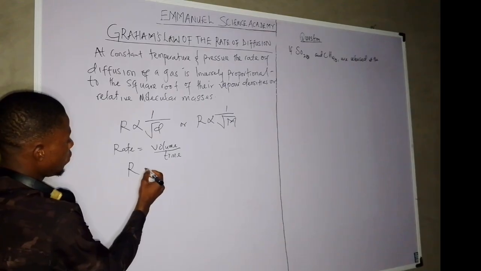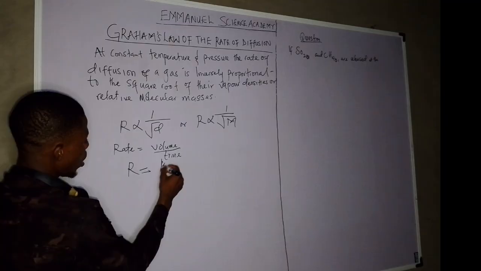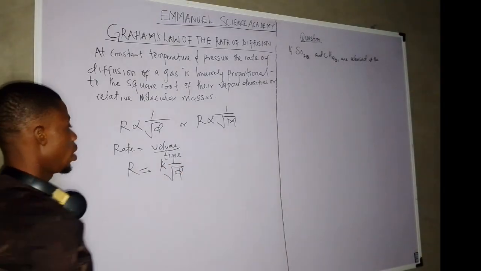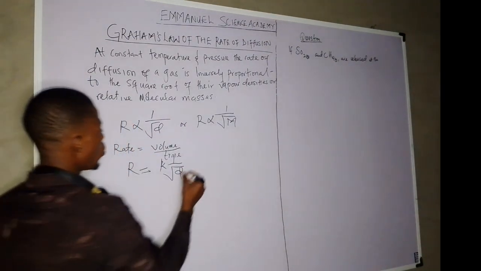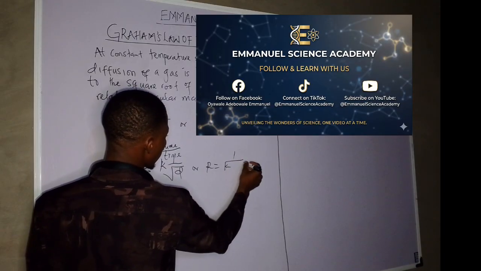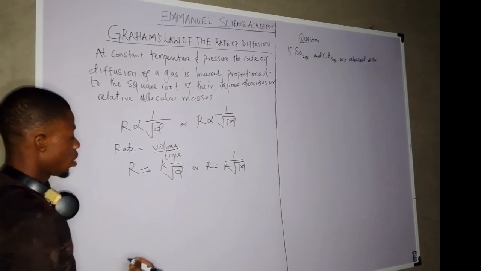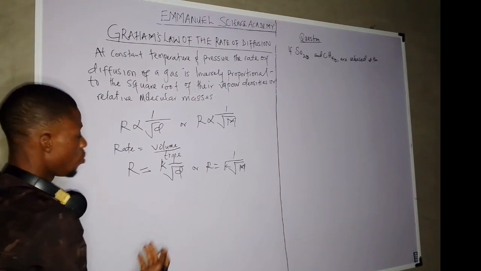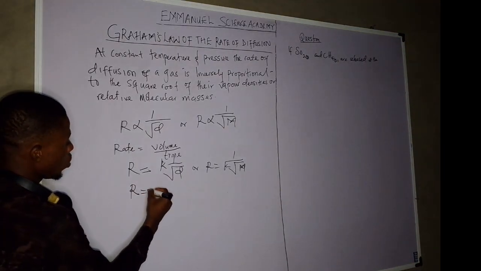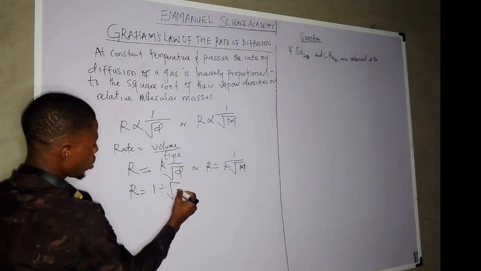Rate is inversely proportional, that is, equal to K over the square root of their vapor densities, or we can say R is equal to K over the square root of their relative molecular mass. So in case we have more than one rate, we will say rate is equal to 1 over the square root of what?